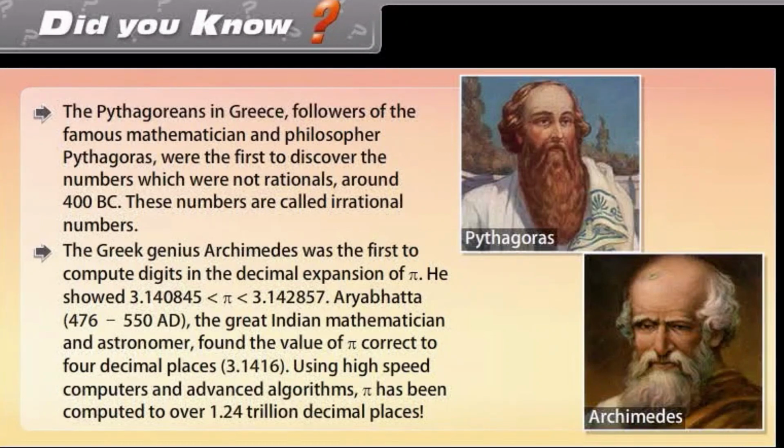3.140845 is smaller than pi is smaller than 3.142857. Aryabhata, 476 to 550 AD, the great Indian mathematician and astronomer, found the value of pi correct to 4 decimal places, 3.1416. Using high-speed computers and advanced algorithms, pi has been computed to over 1.24 trillion decimal places.